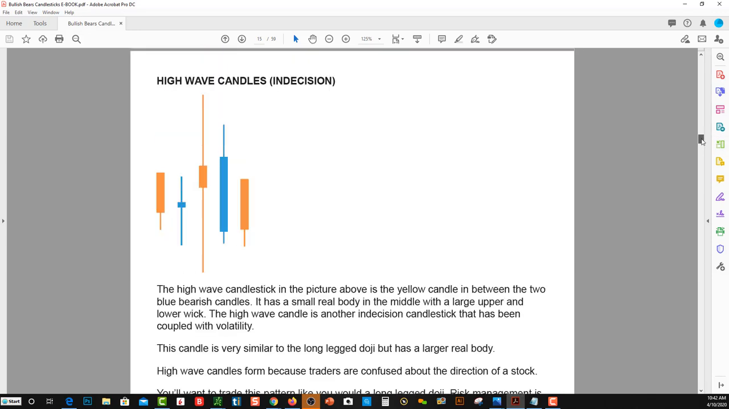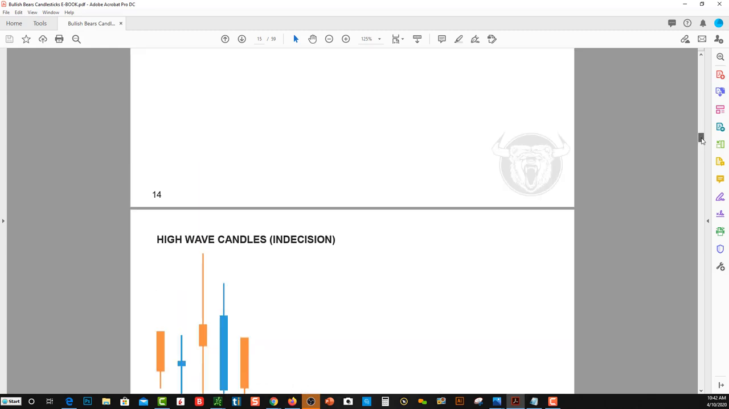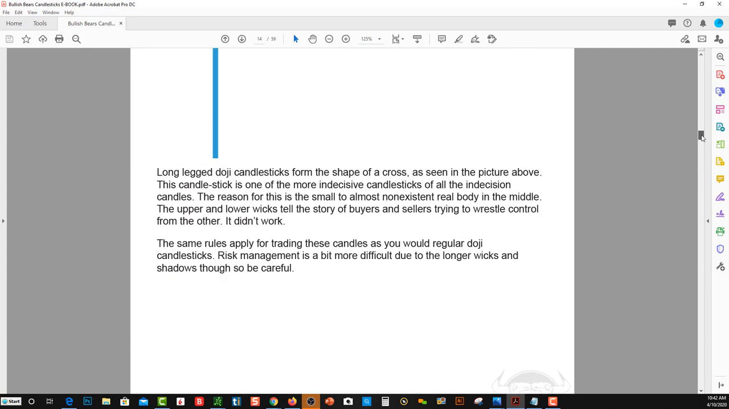Then, right over in here, high wave candles. This candle right here is a high wave candle. Looks a lot like a spinning top. It just has longer wicks, longer shadows. And these are nasty, right? You'll see these a lot with penny stocks. Penny stocks are notorious for these high wave candles. And when you get trapped in those, they are not fun. They still happen, obviously, on larger securities too. But very common with penny stocks.